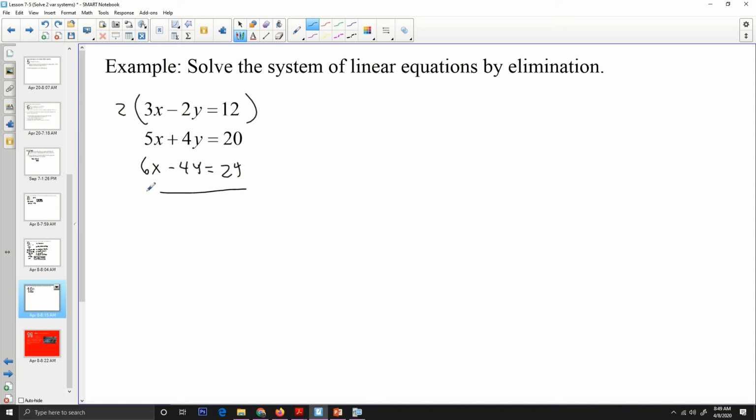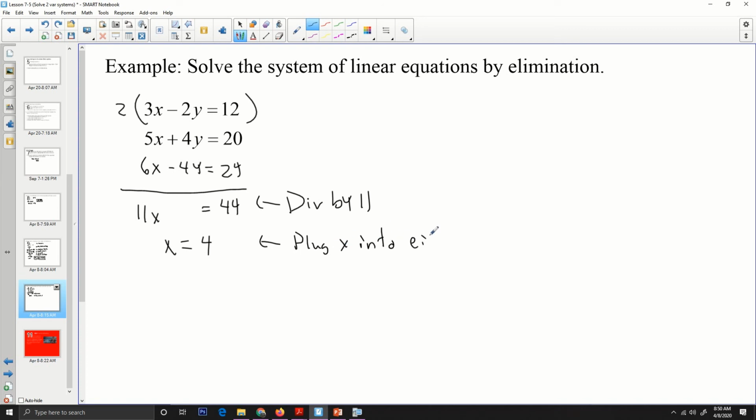All right, so when I add these together, I'm going to get 11x, and then I'm going to get 44 here. And then positive 4y and negative 4y will cancel out to be 0. And since I have a 0 there, I can divide by 11, and 11 goes into 44 4 times. And now I can plug x into either of the originals to solve for y.